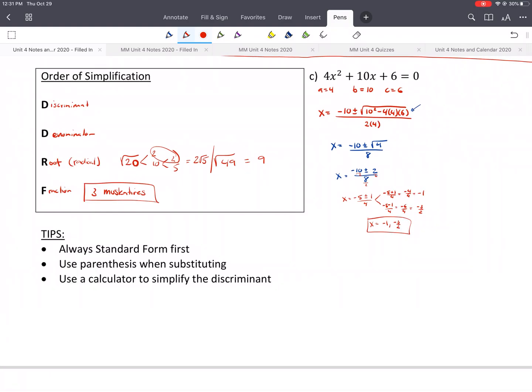Some tips: always standard form first. Please always, if you have things on both sides, move everything to one side. And then use parentheses when substituting. I think that's a really good idea. I didn't do it all the time, but I'll show you an example of where you could run into issues. So that's why I would suggest doing it all the time. And then use a calculator to simplify your discriminant. All right.